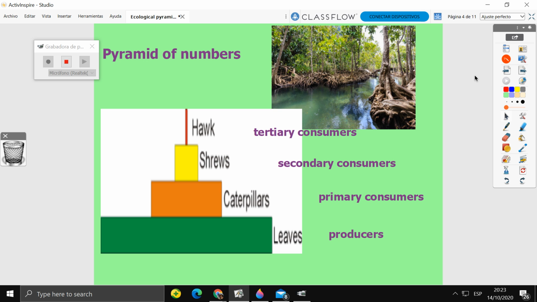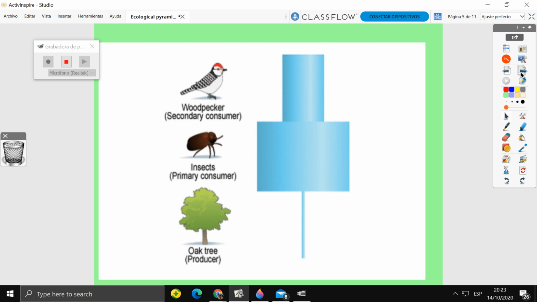But sometimes those numbers give different pictures. For example, a single tree, like this one, may support a large number of primary consumers, and in turn these are the food for various secondary and tertiary consumers. So these numbers obtained for producers are different from a pyramid shape. In this case, the shape looks like an inverted pyramid or a pyramid with a very narrow base.